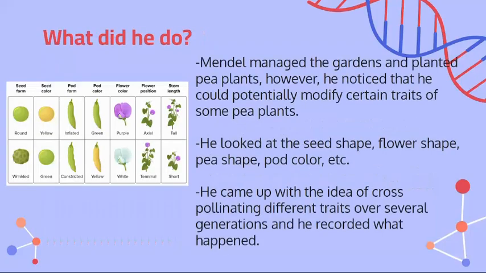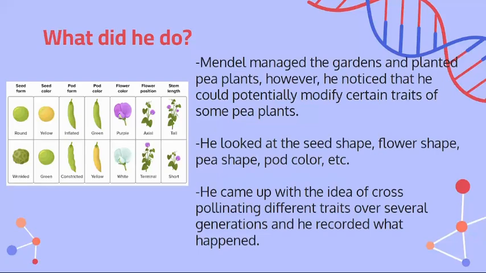So what did he do and how did he do that? Well, as you see, Mendel was a monk. He wasn't too rich, he wasn't too poor, but in the management, he was the one managing the garden. So he was planting food essentially for those monks. So he planted a lot of pea plants.